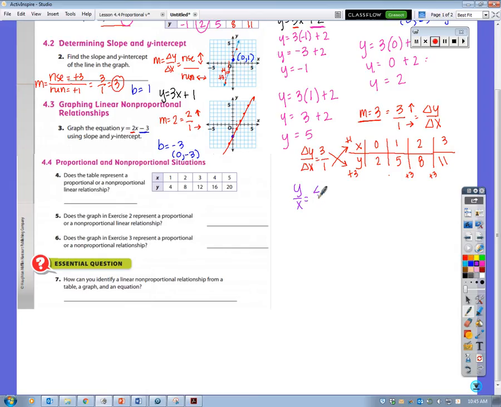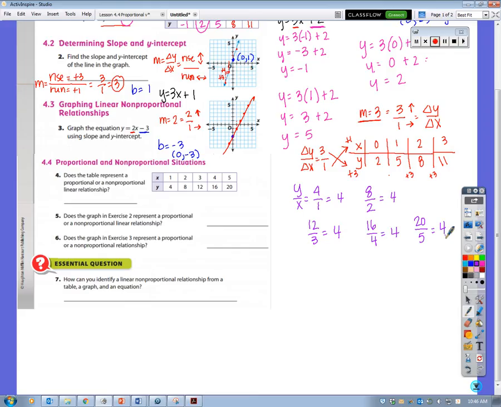So 4 divided by 1 equals 4. So I'm going to check the next one, which is 8 divided by 2 over here on my table, which is 4. I'm going to check the next one, 12 divided by 3, 4. So far so good. 16 divided by 4 is 4. And the last one here, 20 divided by 5 is 4.